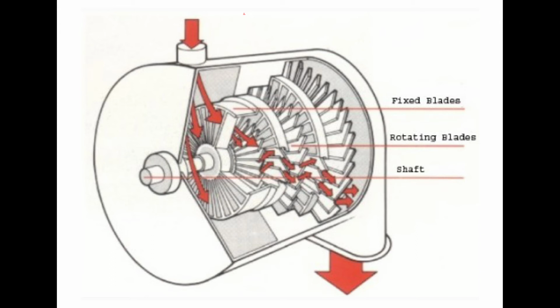This is the turbine schematic diagram. We can see the fixed blades located on the top of the turbine blades, and then the rotating blades located at the middle of the blades, and then the shaft is connected by bearings. The bearing is also positioned at the turbine.